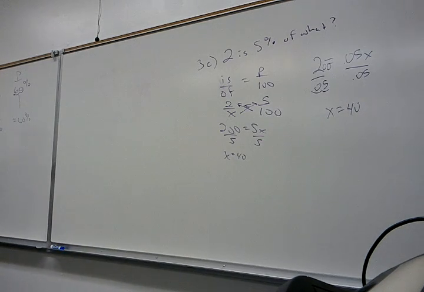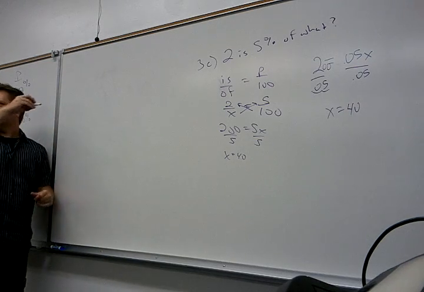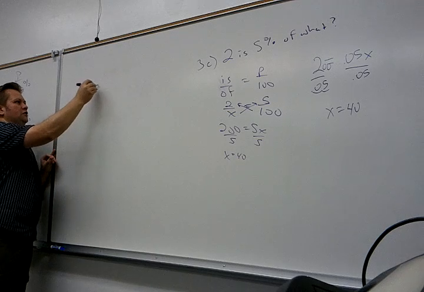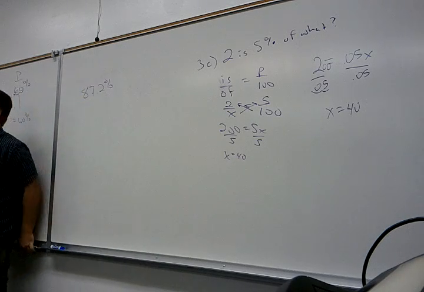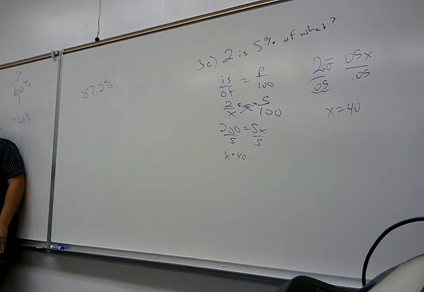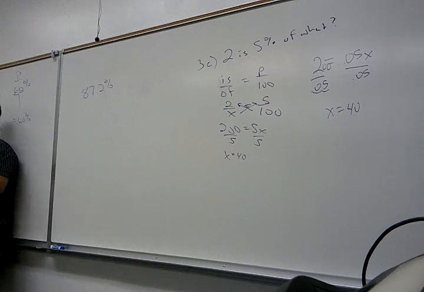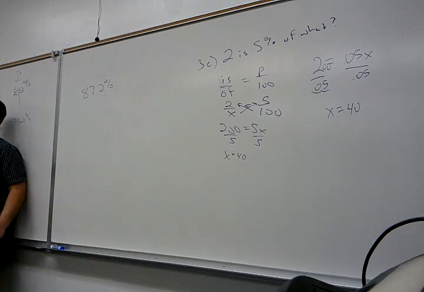Oh yeah, that was on the quiz, right? Yeah. So if I had, for example, 87.2%, just to do one like that, how do I make that into a decimal? What do you do? You move it to the left. Yeah, why?